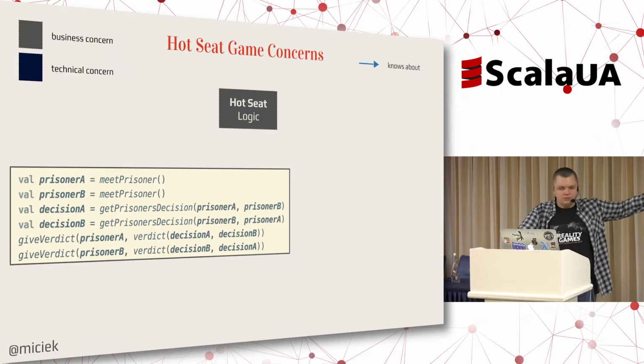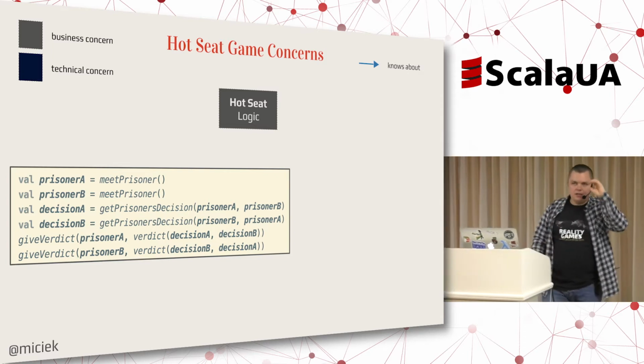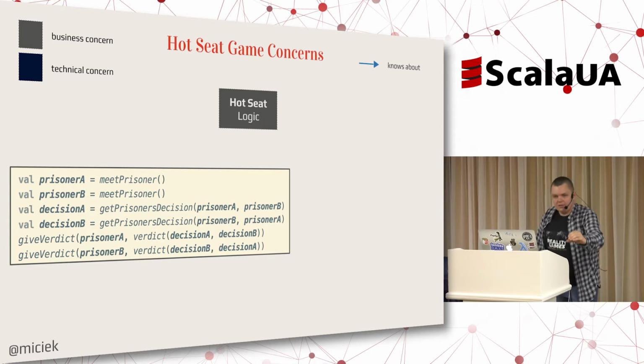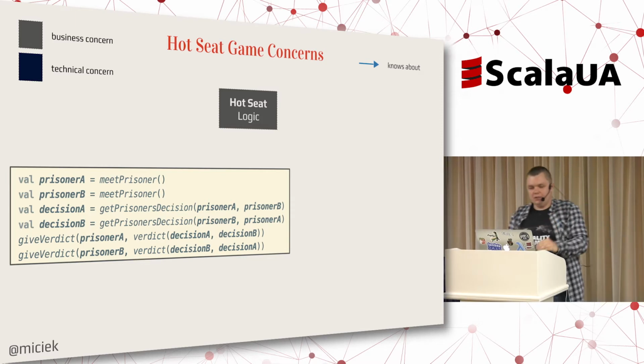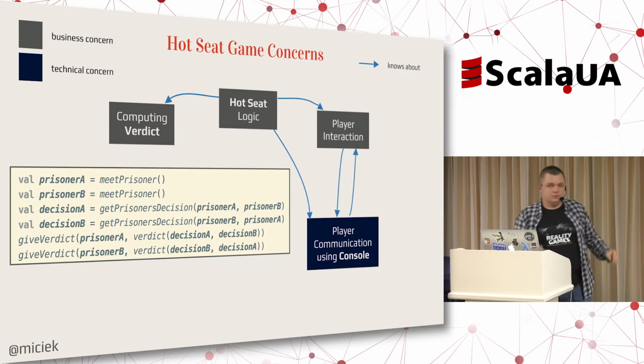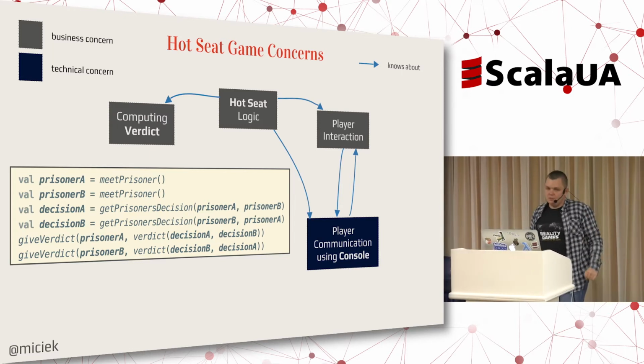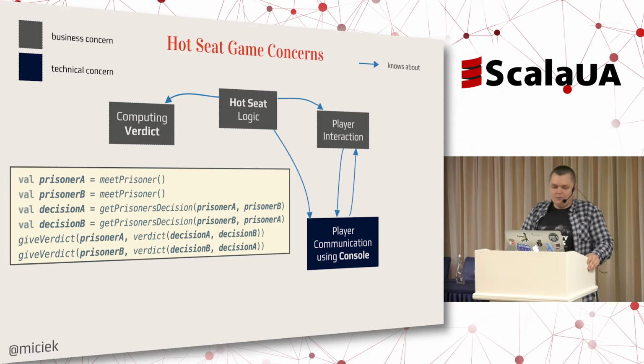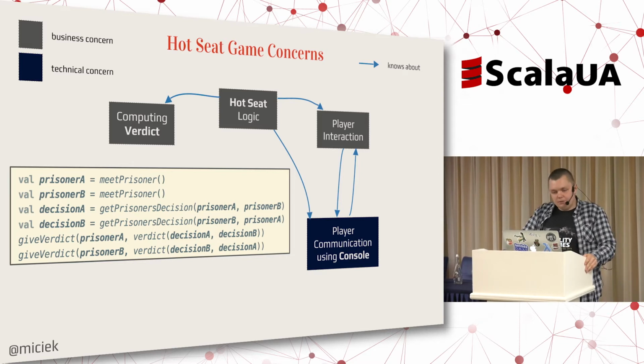For sure, there is 1 concern, which is the hot seat logic, the logic of the game, right? So we are meeting the prisoners, getting the answers, and creating a verdict. So this is the step-by-step sequence algorithm. But also, we have 3 other ones. So 4 was the correct answer, in my opinion. We can talk about the different ones after the talk. But for me, there are 4 concerns here.